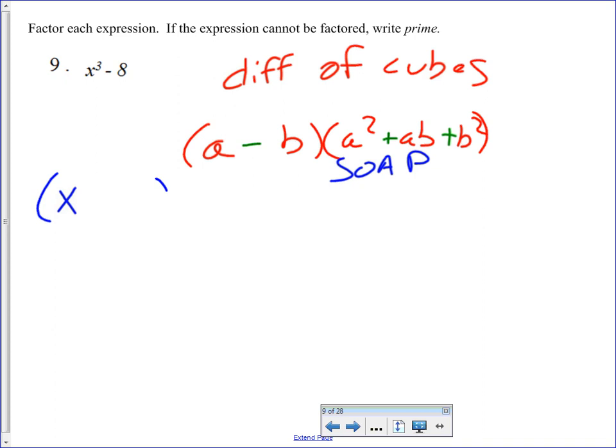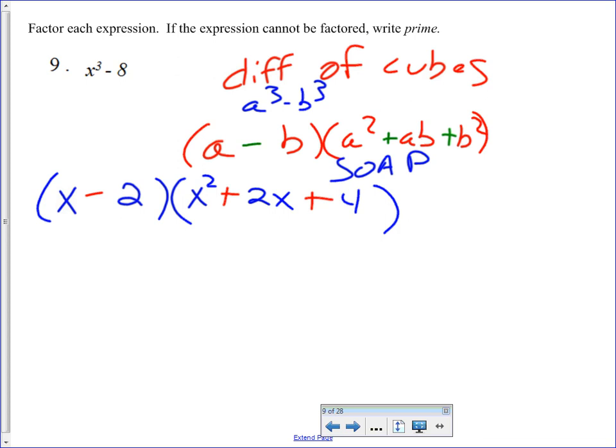So the question is what are the cubes? So what's being cubed to get x cubed is x. What's being cubed to get 8? And that's 2. And then we just write in the other pieces. The first term squared, the two terms multiplied together, the second term squared, and then we do the signs using SOAP. Same, opposite, always positive.